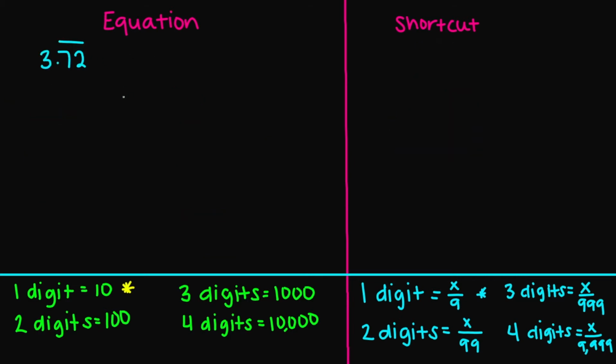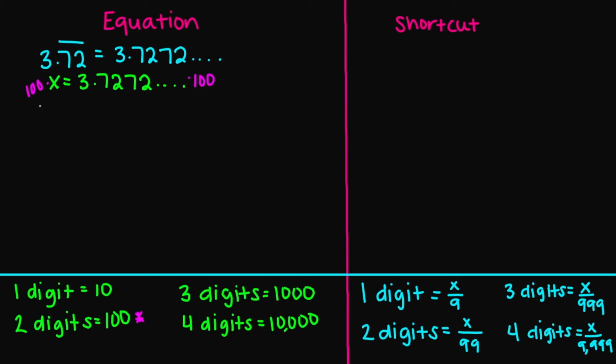So let's look at this example here. 3.72 repeating. This equals 3.7272 all the way down. I'm going to let x equal my 3.72 repeating. So this is going to be x equals 3.7272 all the way down. This time I have two digits that are being repeated. So I'm going to multiply both sides of my equation by 100. So this is going to be 100 here and then 100 here.